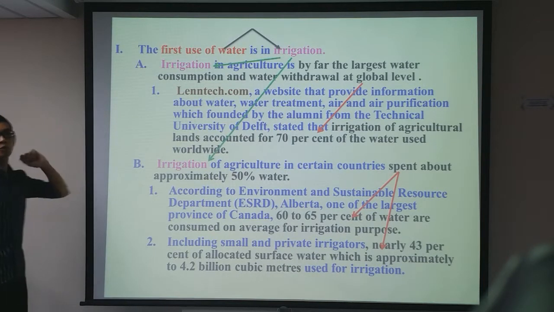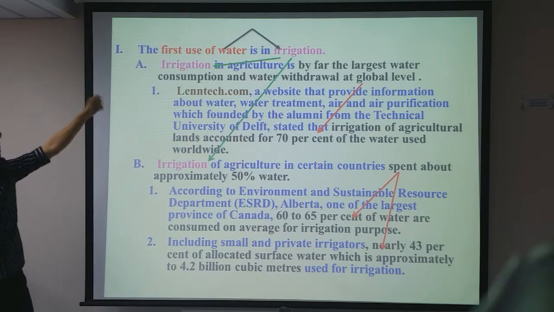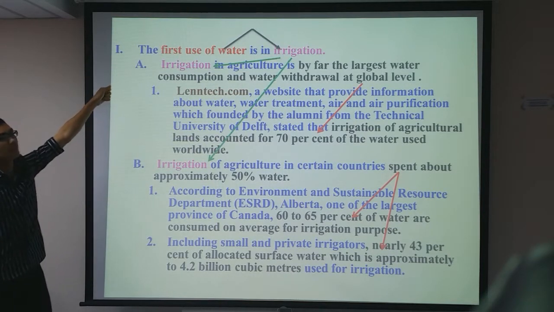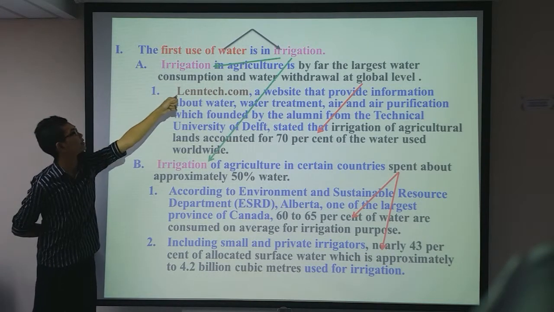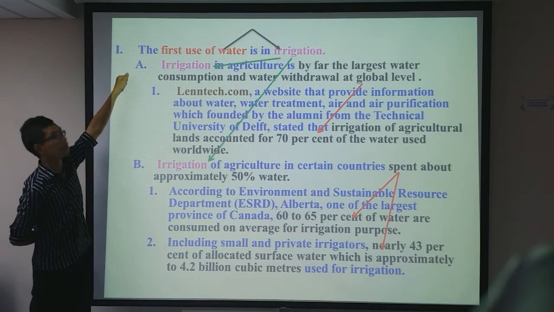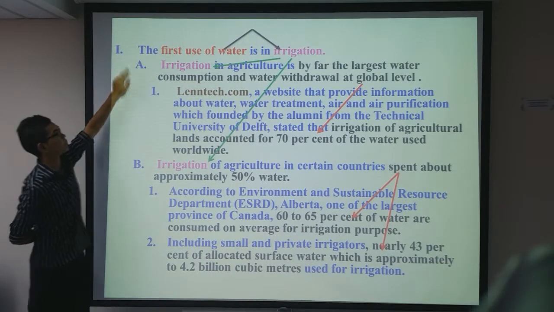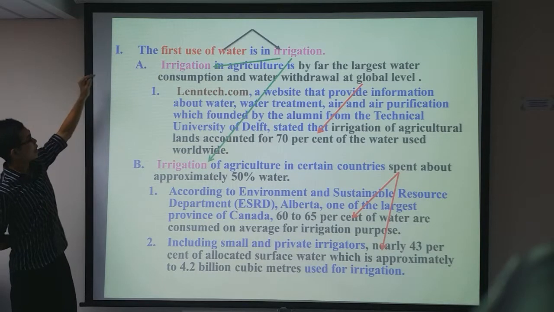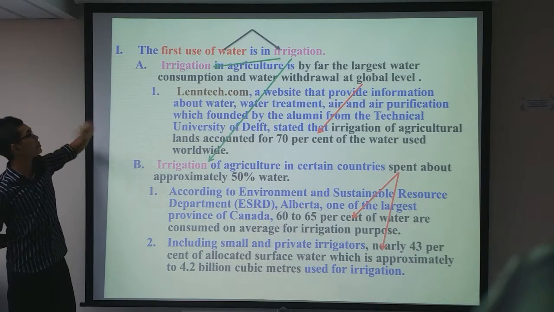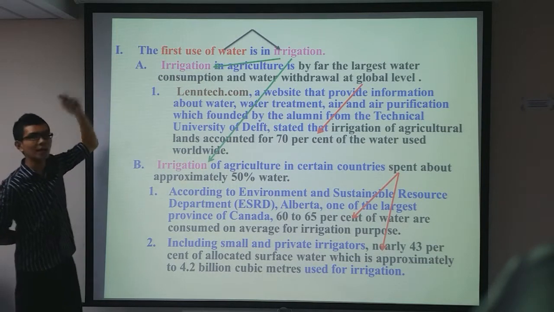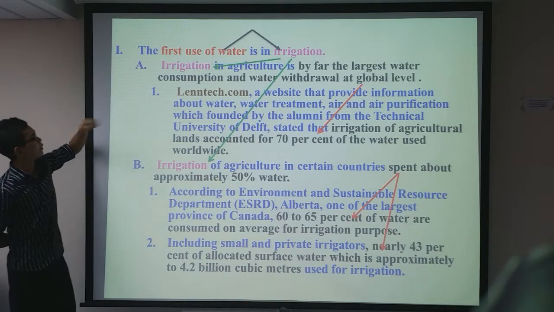Okay, let's begin with Roman 1. It will be the first use of water in irrigation. The first use of water will be the topic sentence, and irrigation will be the controlling idea. The capital A will be the supporting material for the topic sentence. Meanwhile, because it also has a subtopic 1, at the same time this capital A also acts as a topic sentence and is supported by the number 1.